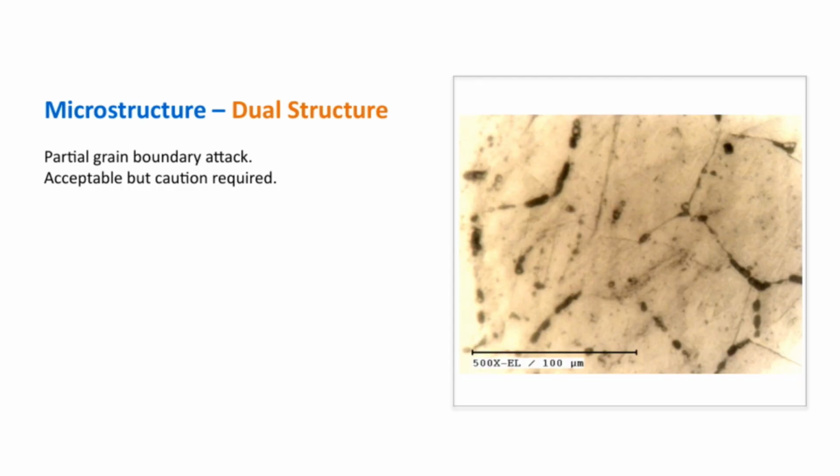It's important to monitor these areas closely because, over time, they could develop into more significant issues if not properly managed. Overall, understanding this dual structure helps us better assess the material's condition and determine the appropriate maintenance or intervention strategies. It ties back to our overall theme of ensuring material integrity and longevity.